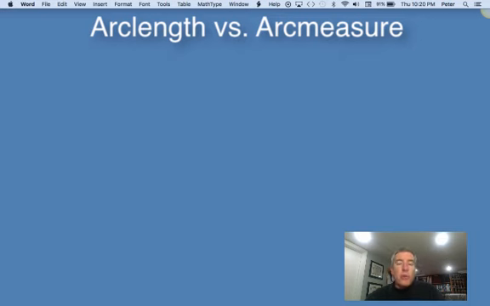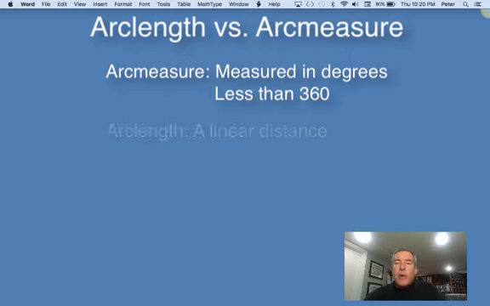Hopefully you saw the difference between the two. Arc measure is the measure of an arc out of 360, and arc length is a linear distance along the circumference of the circle.